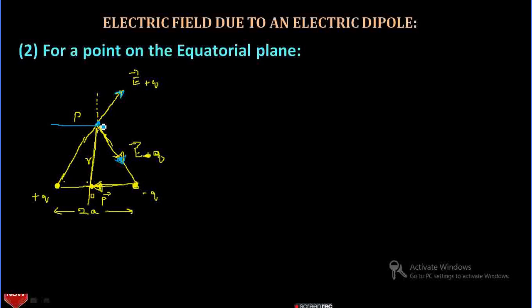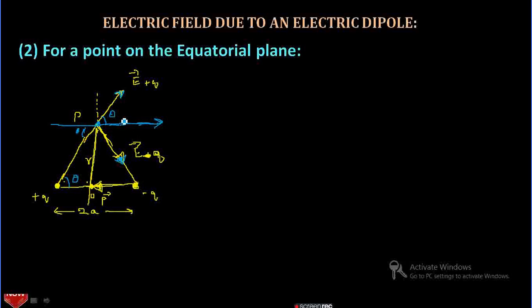So theta is the angle made by the line joining the point P with any one of the charges to the dipole axis. This is theta. Therefore, this is also equal to theta because corresponding angles are the same. Remember. So now resolve E plus q and E minus q along the dipole axis and perpendicular to the dipole axis. So now we get two components.